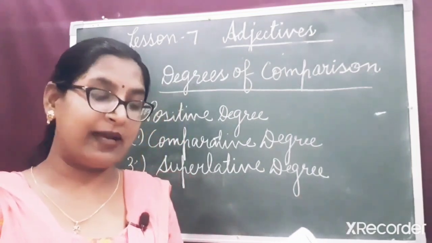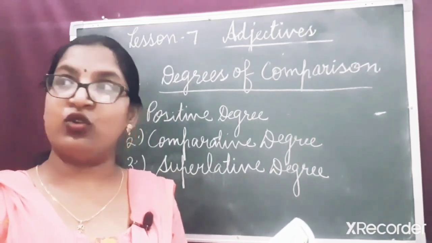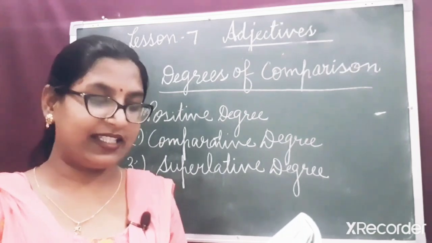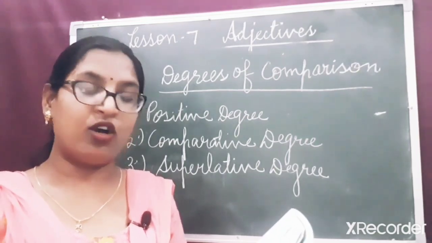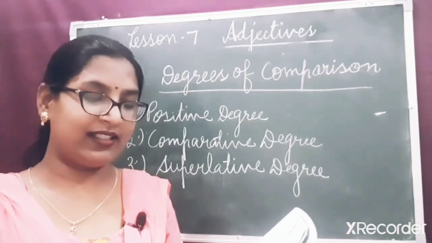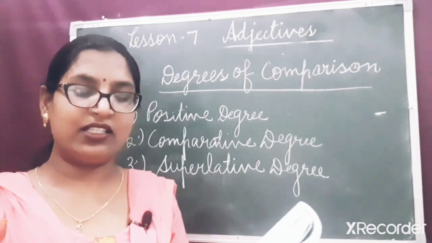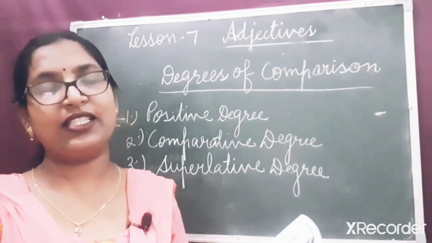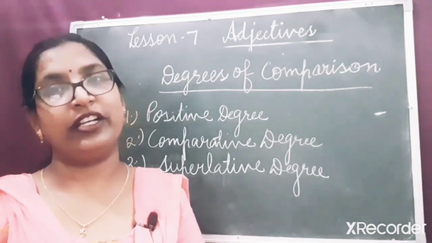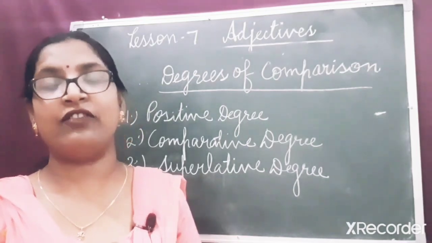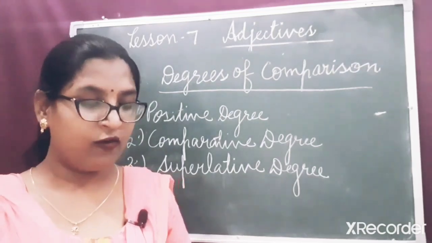Let us see other examples. Bright, brighter, brightest. Great, greater, greatest. Old, older, oldest. Strong, stronger, strongest. Dear, dearer, dearest. Fast, faster, fastest. So dear children, likewise we add er or est with the positive degree to get the comparative and superlative form.